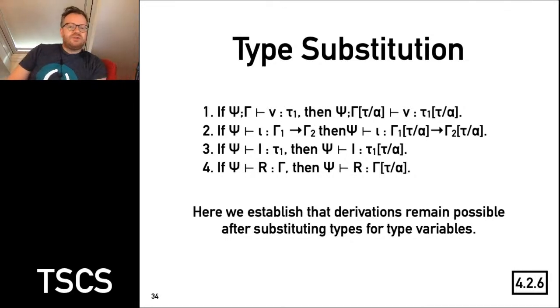So here we established that derivations remain possible after substituting types for type variables. So we can always introduce new type variables. And this is the key issue because, as you've seen, we use universal quantified types in these code locations. We need to be able to lift concrete implementations always to the things where we have type variables.